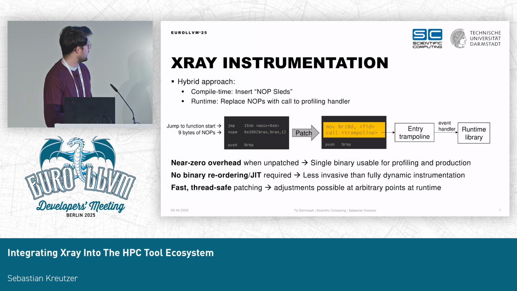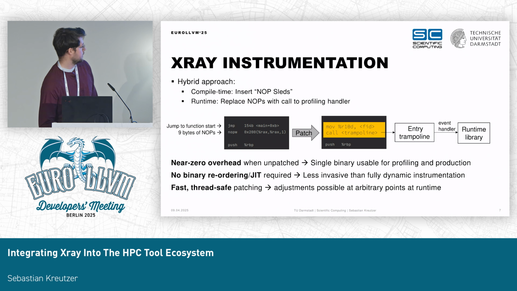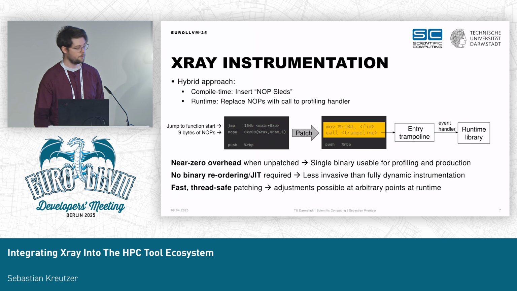Here is a little example, an excerpt of the main function. So this is the entry function. We have one of these nop sleds here, and when patching at runtime, the X-ray runtime will insert a call to a trampoline function, passing a unique function identifier, and then this will be invoking the runtime library.